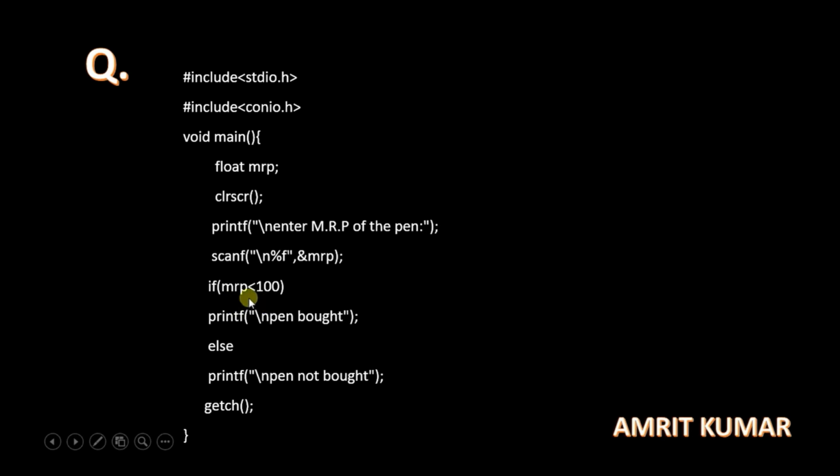Okay, MRP is less than 100, it means the MRP should be 99, or we can say 98, or any number, but not 100 exactly, or we can say not greater than 100. If MRP is greater than or equal to 100, then it is going to print the else statement, that is pen not bought. And that is the importance of the if else statement in the C language, that you can execute any kinds of coding that you want to do in C language, and that is so important in C language.